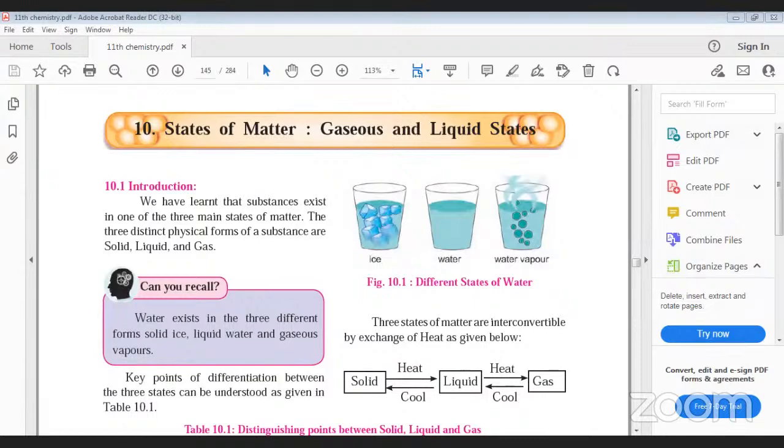Basically, students, we are aware of 3 states of matter: solid state, liquid state, and gaseous state. So why is there a difference between these 3 states? What makes these 3 states different? If we say solid, we see the molecules in the solid state are very closely placed. They are very tightly placed.